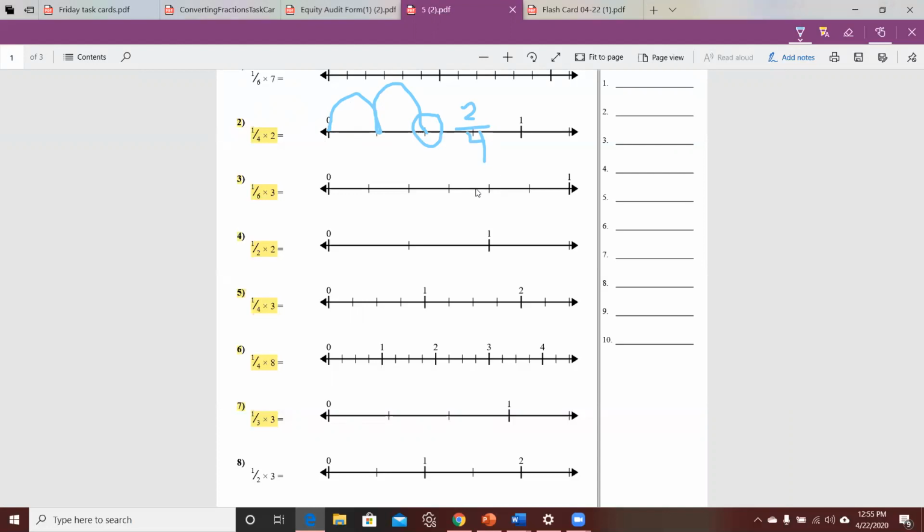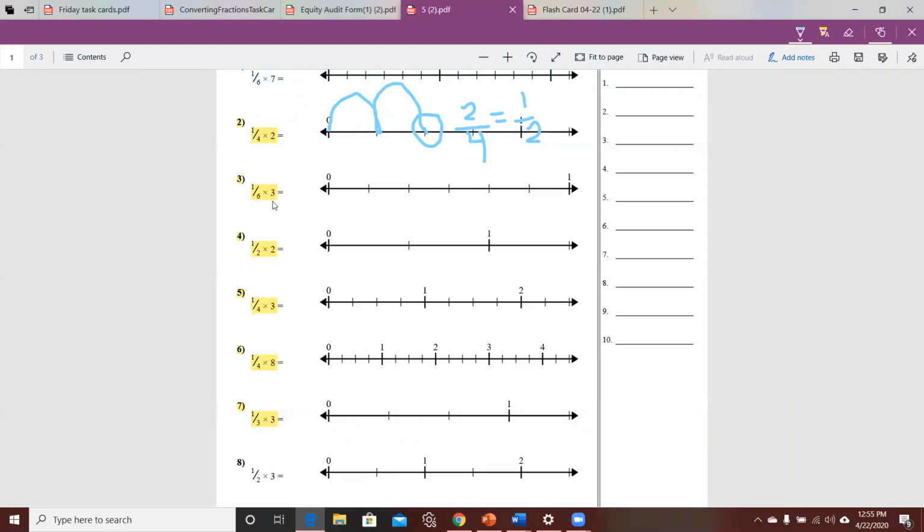And those of you that have already started recognizing that you can make it an equivalent fraction with that, we know that half of 2 is 1 and half of 4 is 2. So you could also say that's 1/2. Okay, look at number 3.